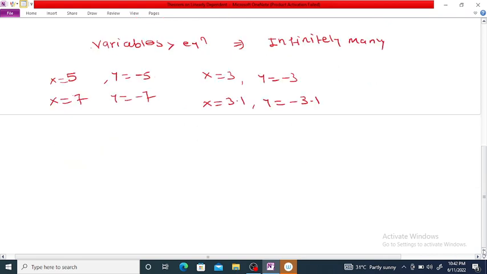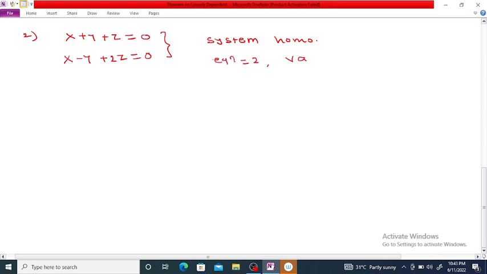Take one more example, the second example: x plus y plus z equal to 0 and x minus y plus twice z equal to 0. This is a homogeneous system of linear equations. The number of equations is 2 and the number of variables is 3, with x, y and z. Again variables are greater than equations, and therefore this system has infinitely many solutions. How to find them?